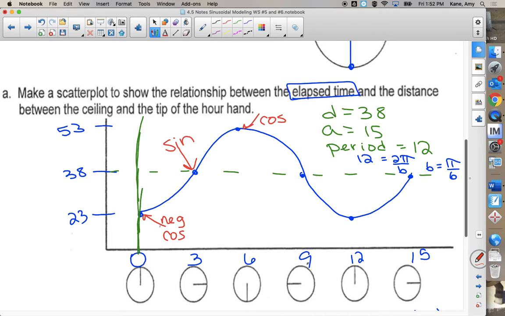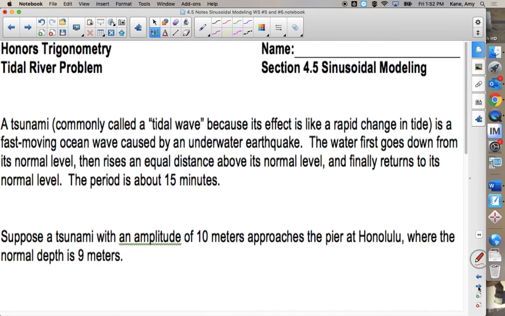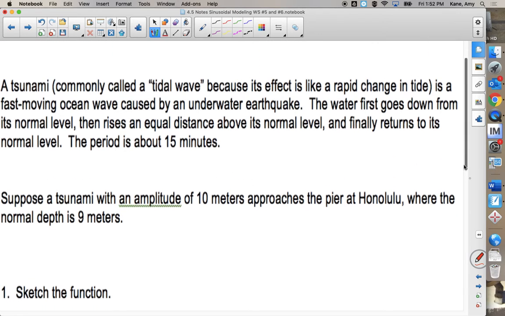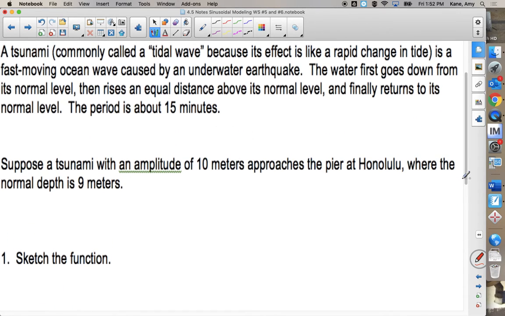So if you flip in your packet, just flip the page over and look at the back. I have sketched the function first here to force you to graph it first and then try and use the graph to create the equation.